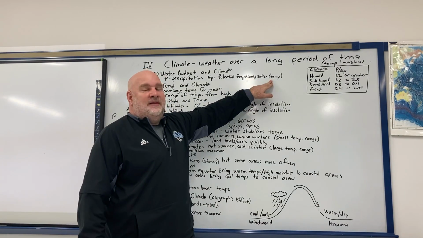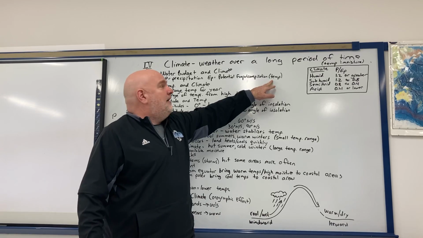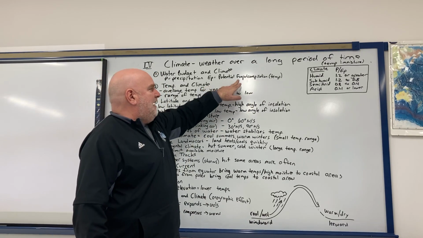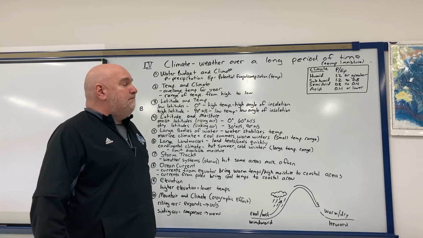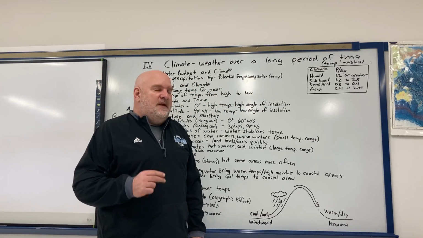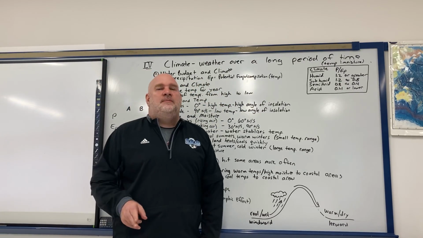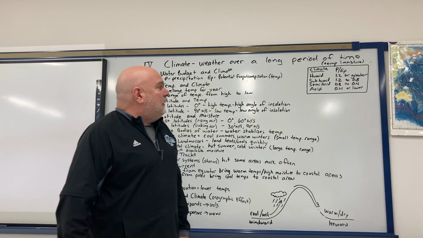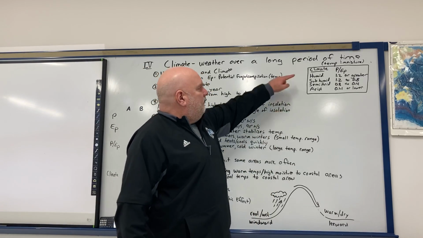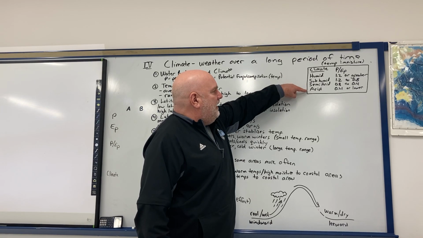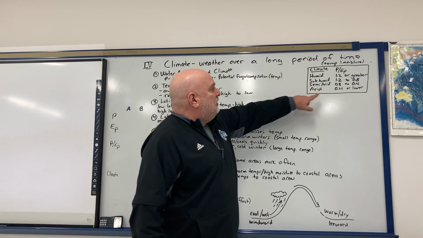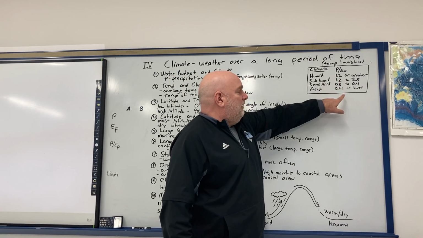That's directly related to temperature. So the hotter it is outside, the bigger the value for potential evapotranspiration, or EP. So we use those two things and something called the PEP ratio to figure out what the climate is. So for climates, you have humid, subhumid, semi-arid, and arid, and that's determined by what their PEP ratio is.